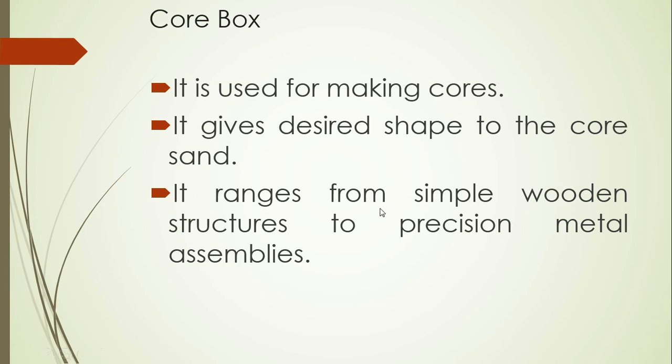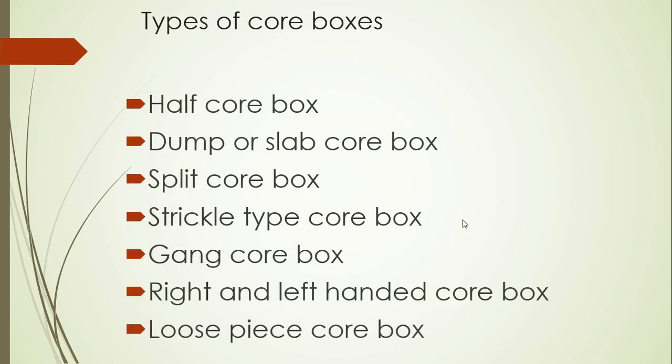The structure of this core box may range from a simple wooden structure to precision metal assemblies. The construction may be a simpler one or a difficult one for that core box. Means as and when the design of the core changes, we have to change the type of core box, or as and when the design is complicated, we have to depend more on the metallic core boxes.